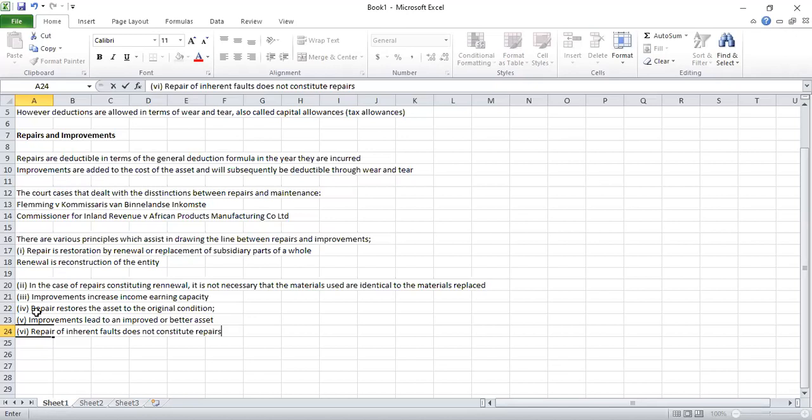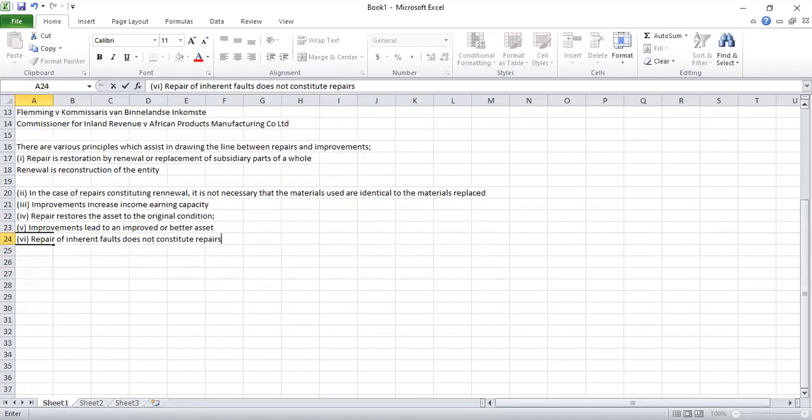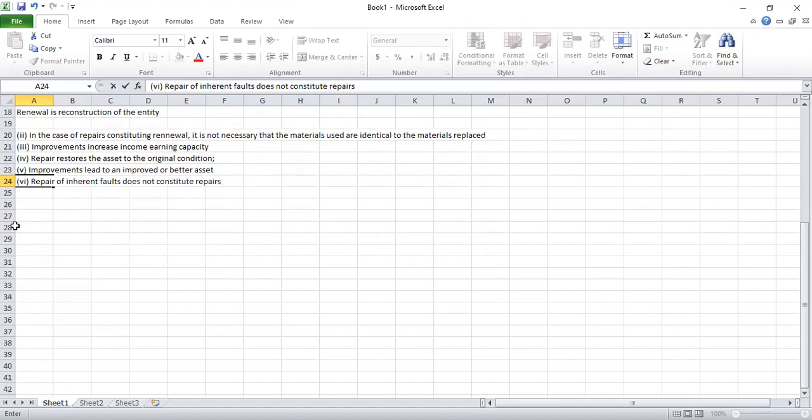So you should be able to know. At the end of the day, after determining whether it's a repair or an improvement, we should know that repairs would then be expensed or deductible during the year that you incur them, whereas improvements will be added to the cost of the asset.